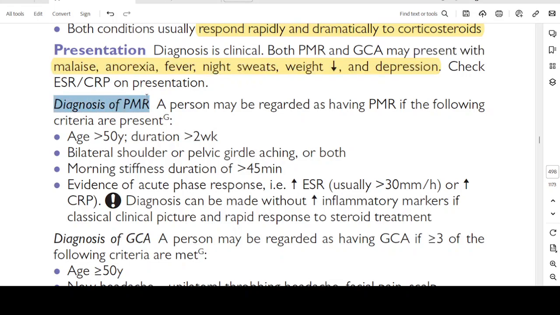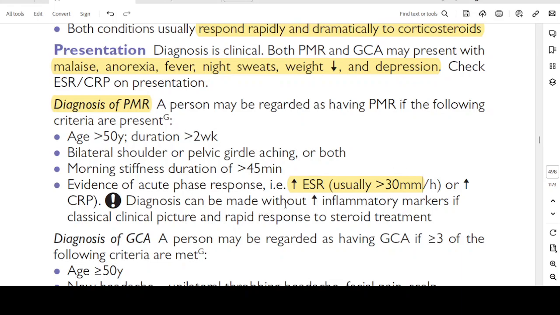Diagnosis of polymyalgia rheumatica. A person may be regarded as having PMR if the following criteria are present. Age is more than 50. Duration more than 2 weeks. Bilateral shoulder or pelvic girdle aching, that is axial skeleton. Morning stiffness lasting more than 45 minutes. Evidence of acute phase response, that is increase in ESR usually more than 30 or increase in CRP.